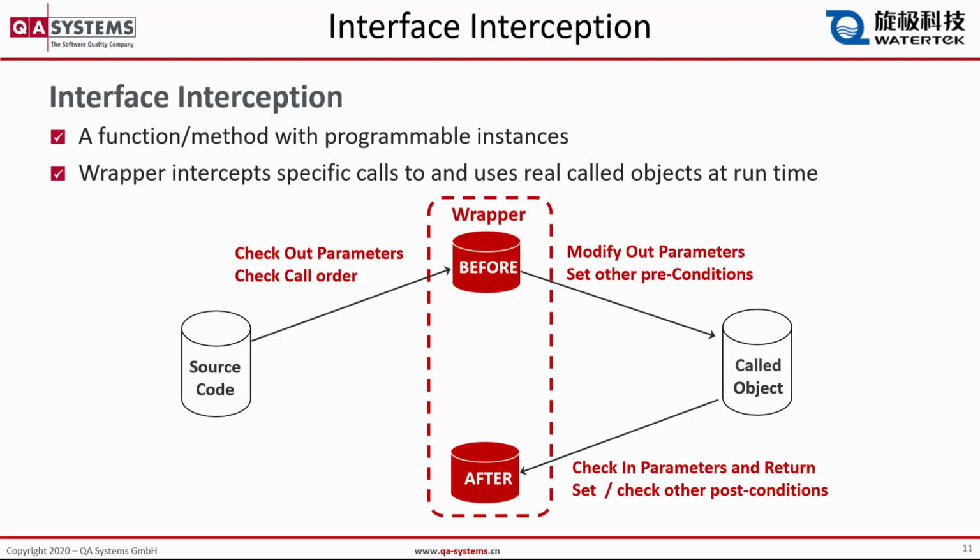This is the after part of the wrapper. The after part can also modify the parameters received from the called object and return back to the source code, particularly useful for error injection at integration testing.